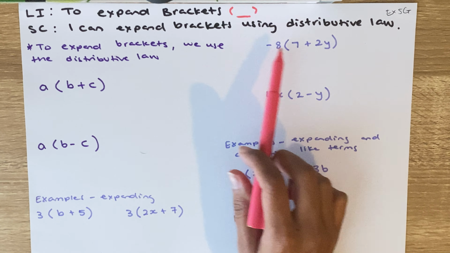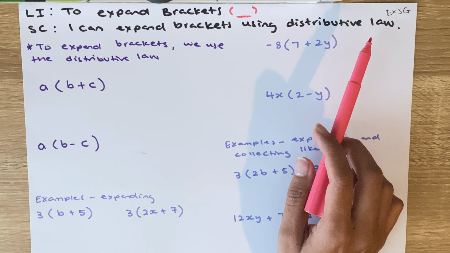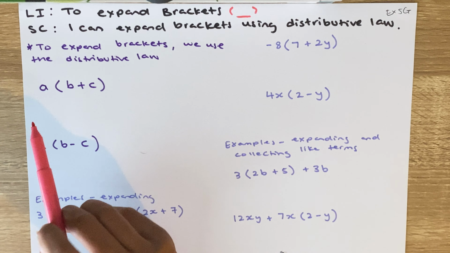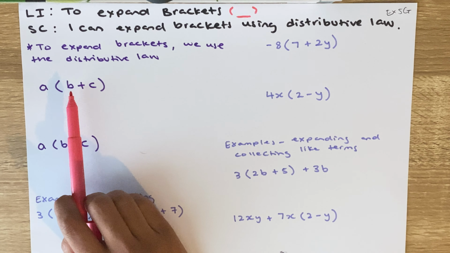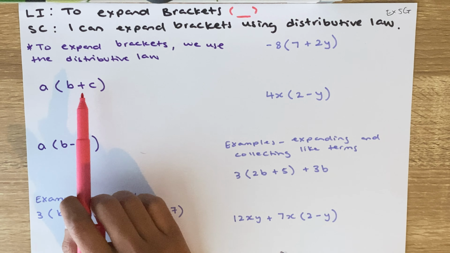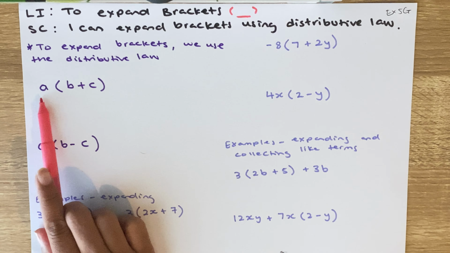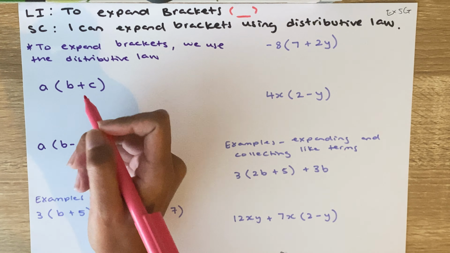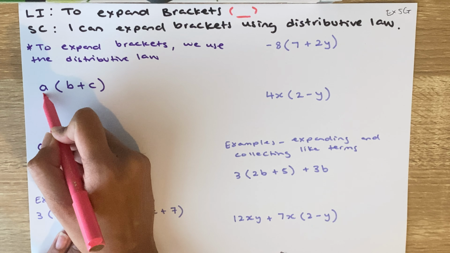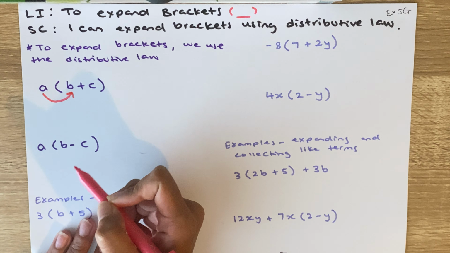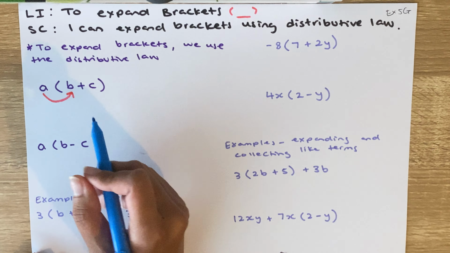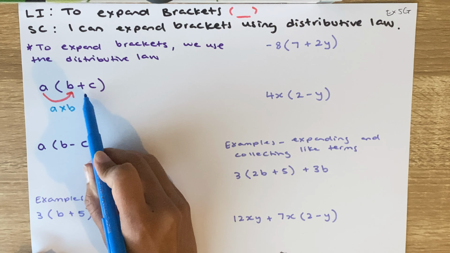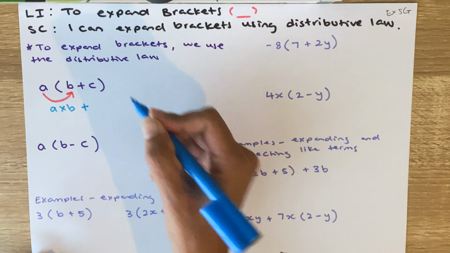So by the end of this session, we hope that we can expand brackets using what we call the distributive law. And the distributive law is basically a rule that's explaining how we expand brackets. And the way that it works is this. We're going to pretend these letters each represent a number or a term, okay? So here I've got a number outside my bracket and I've got one thing being plussed with another thing.